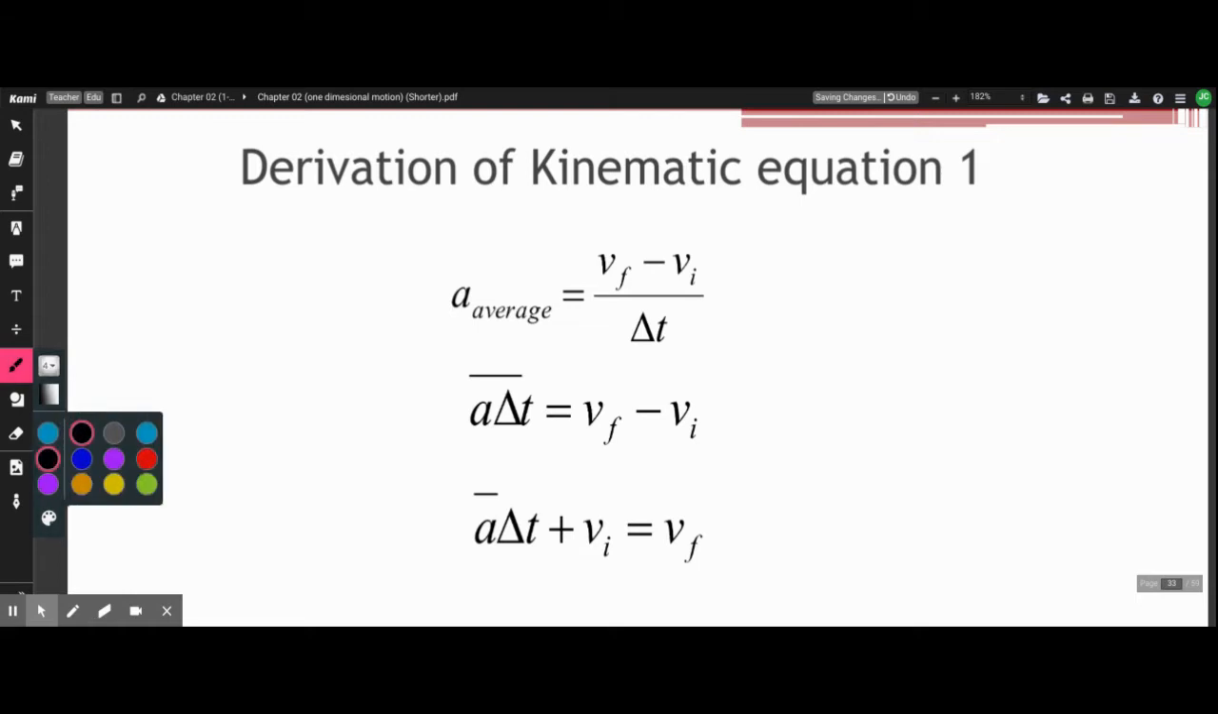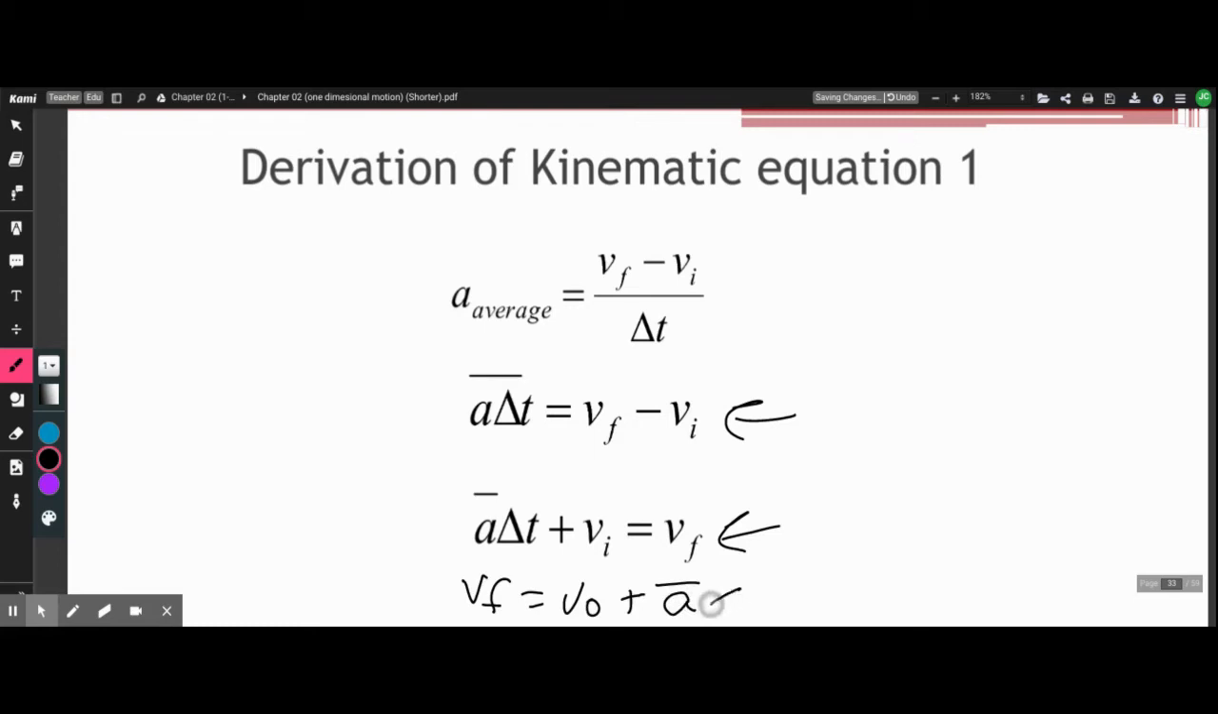If I multiply both sides by t, I get this equation, and then if I add the initial velocity to both sides, I get this, and I get the nice clean equation: final velocity is equal to initial velocity plus the acceleration times the change in time. The one piece of this that we need to go back to is that this is average acceleration.